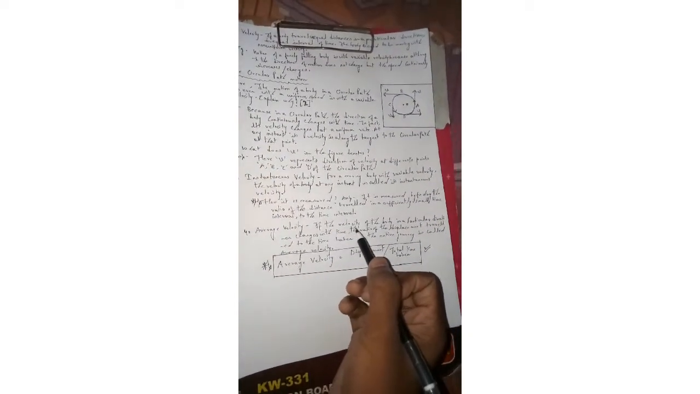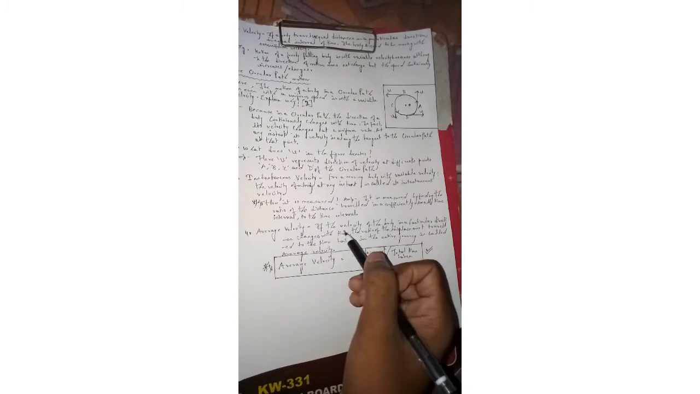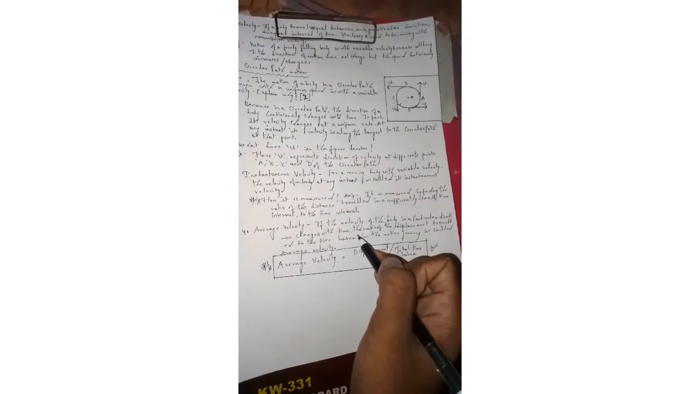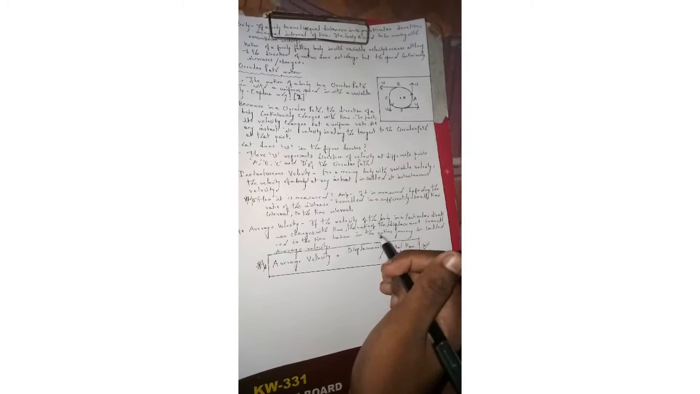Now let us move to the average velocity. If the velocity of a body in a particular direction changes with time, the ratio of the displacement traveled to the time taken in the entire journey is called the average velocity. Average velocity equals displacement divided by total time taken.